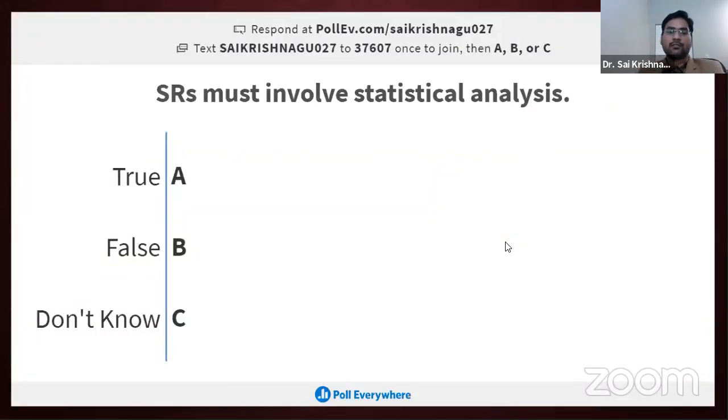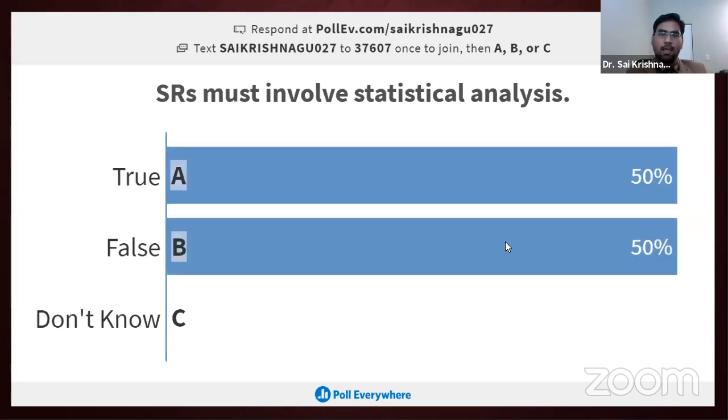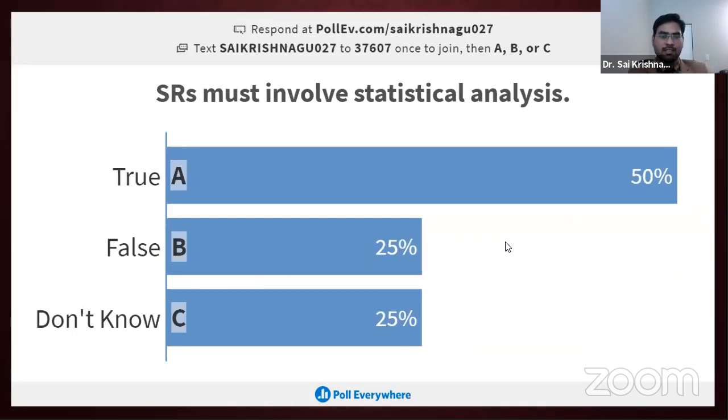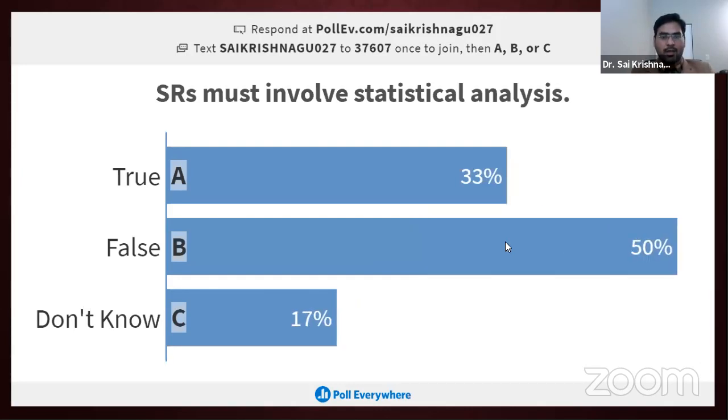So here is one more question for you guys. If you're interested, just take out your mobiles or go to another tab, and the same thing, pollev.com/SaiKrishnaGU027. And the question is, systematic reviews must involve statistical analysis. Should a systematic review include a statistical analysis? I can see mixed answers and a clear spread among the options, where the majority of them say yes. Okay, I think participants are changing their minds.